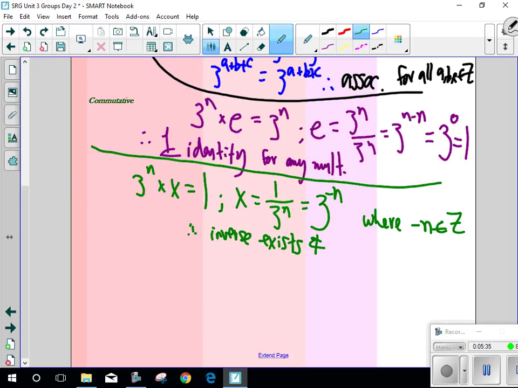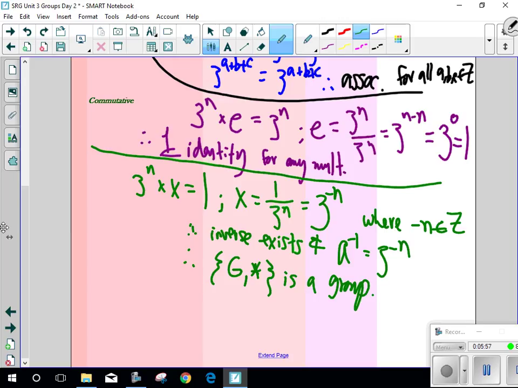and the inverse equals 3 to the negative n. You actually have it defined. So therefore, G operating on star is a group. Ha! Everybody have that written down? Write down as much of this as you can for your notes. Then turn to your neighbor, tell them how you're going to prove abelian.